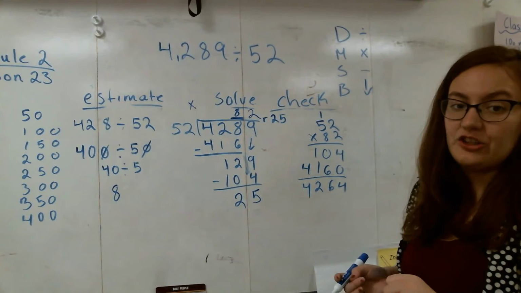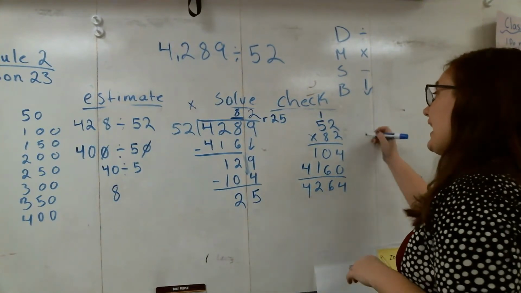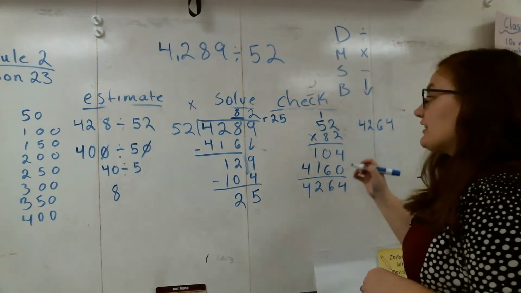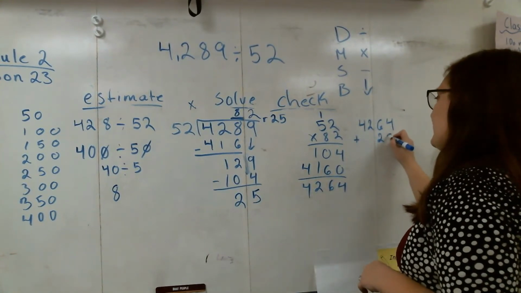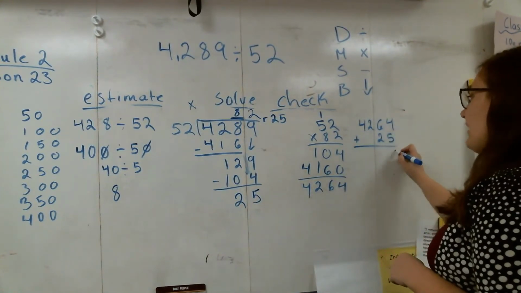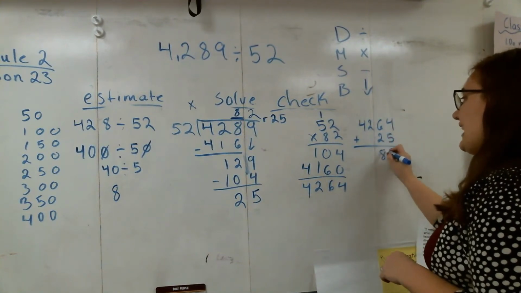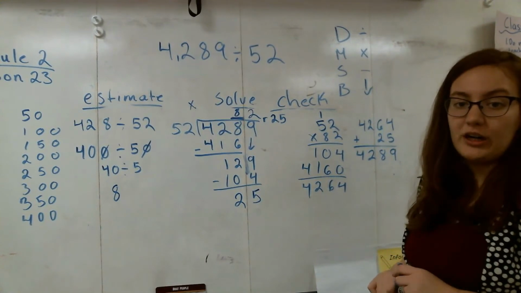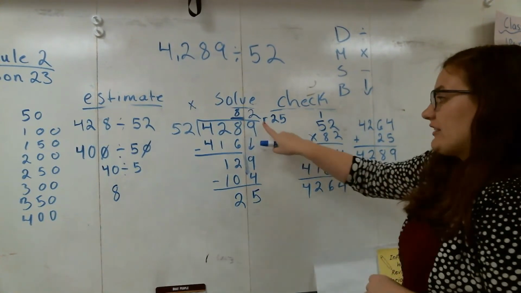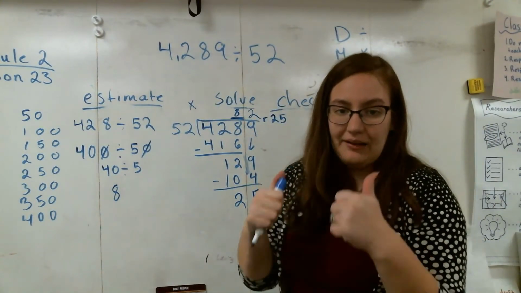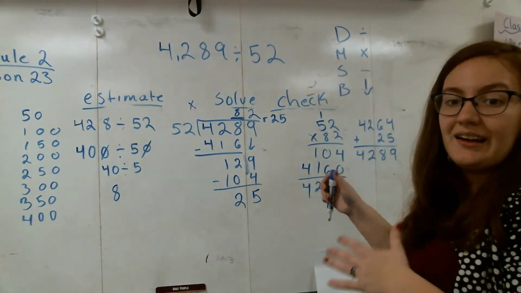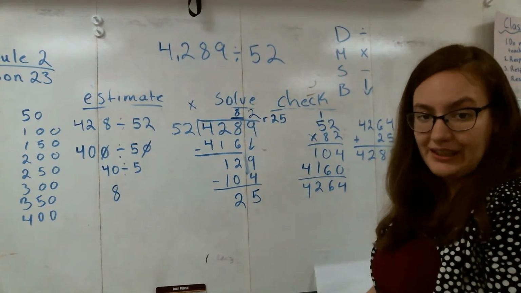Remember, I'm not done just yet. I still need to add on my remainder. So I have 4,264 plus 25. 4 plus 5 is 9. 6 plus 2 is 8. 2 and 4, which gives me 4,289. This number matches here and here, so I know that I'm on the right track, and I most likely got the correct answer. Again, please make sure you have all of this written down.